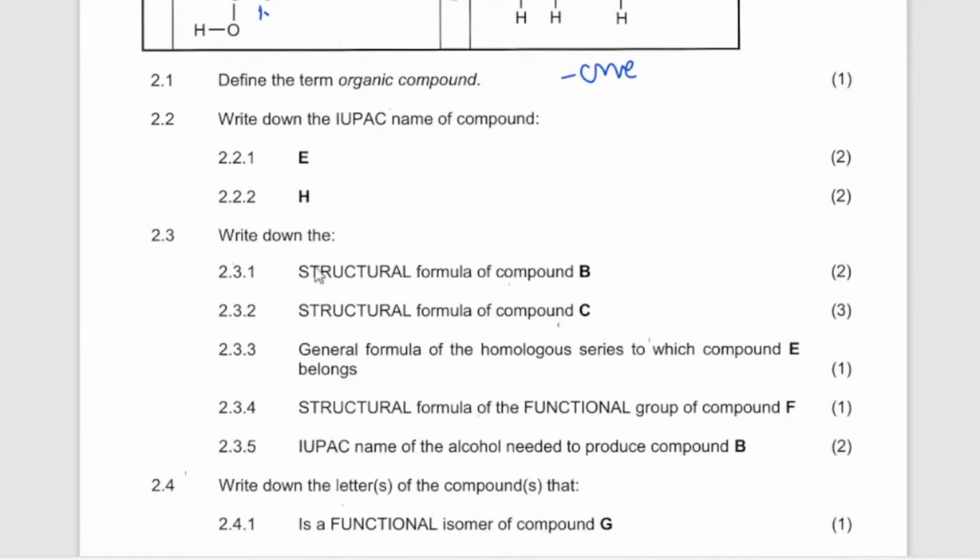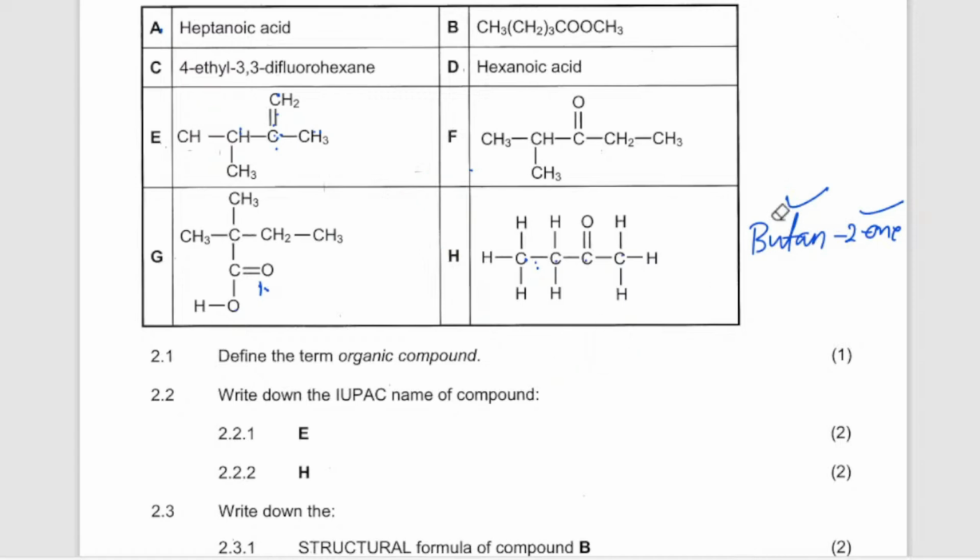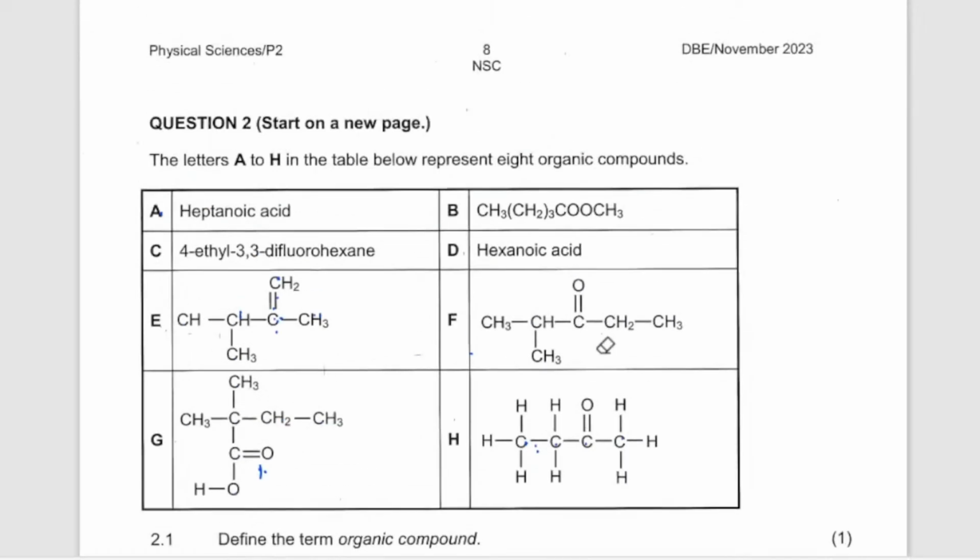Then we go to write down the structural formula of compound B. When they say the structural formula of compound B, let me just clear it up so that we see exactly what they are saying. What is compound B? Okay, it's here. It looks to be an ester. So it's going to be CH3. You put the hydrogens. The hydrogens are supposed to be there.